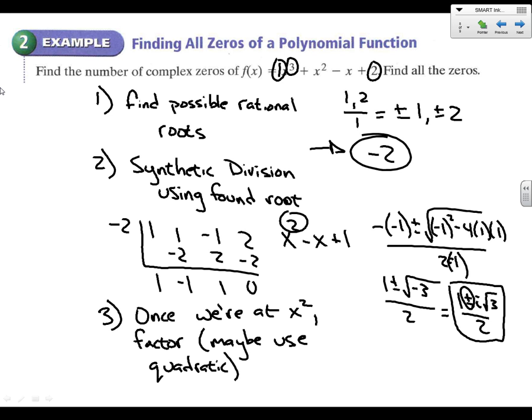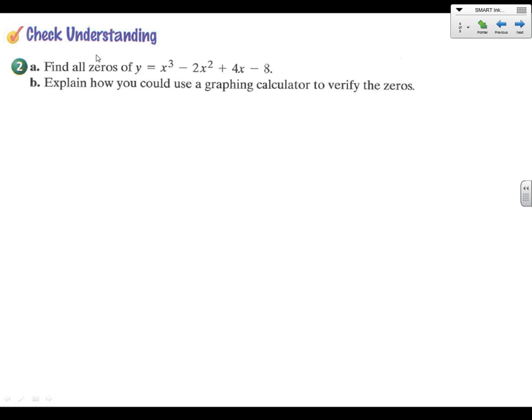All right, those are your steps. You've got one problem to do. All right, and this kind of goes backwards. Explain how you could use the calculator to verify the zeros. You're going to do that first. Find your first zero using the calculator, synthetic, and then quadratic.